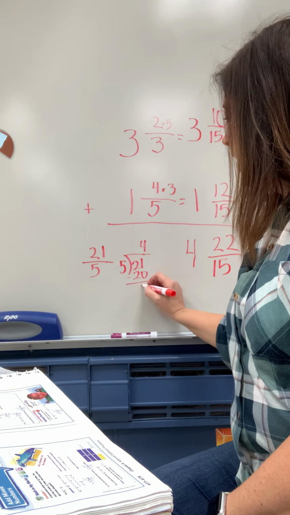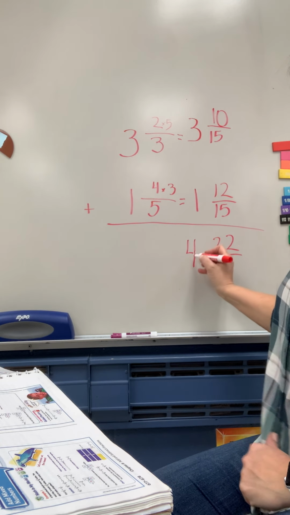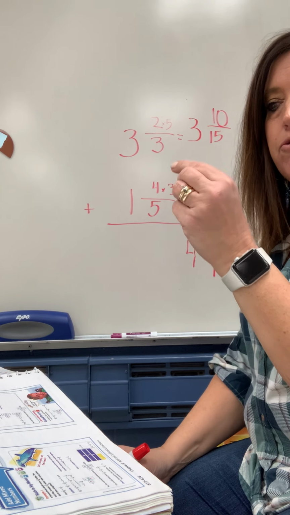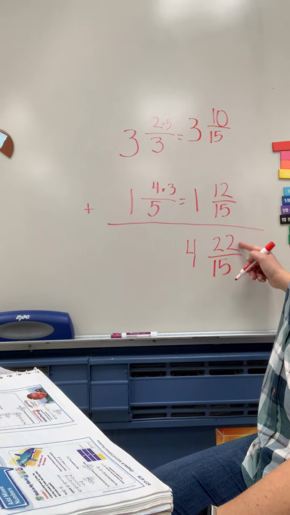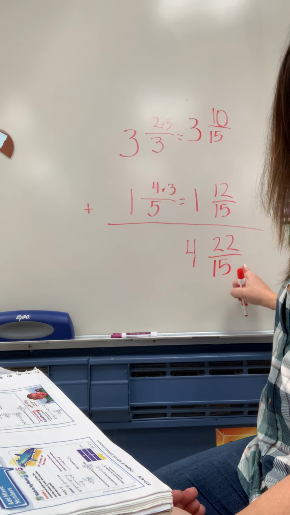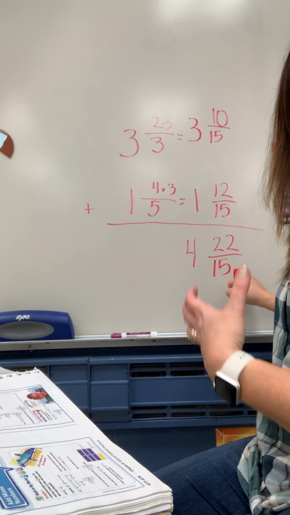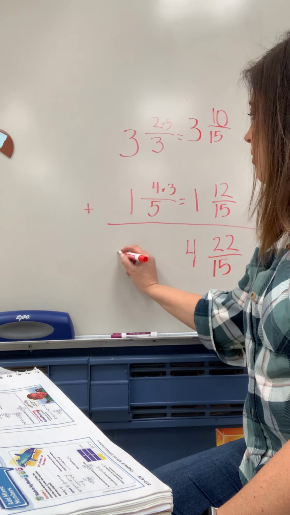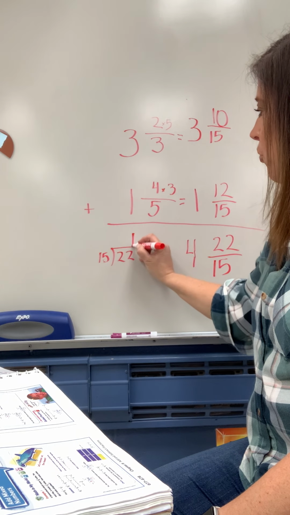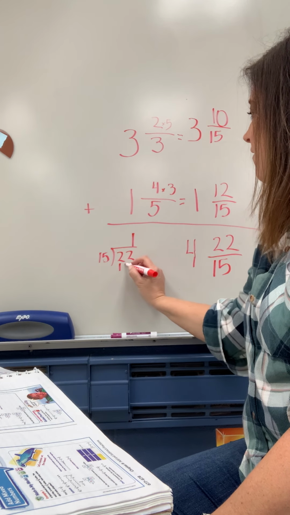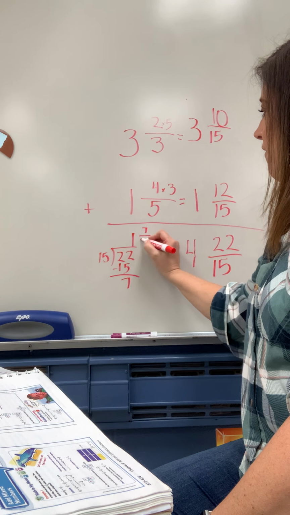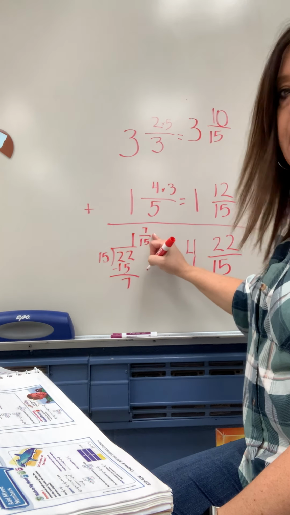But let's go back over here to our problem that we're dealing with. We ended up with 4 and 22/15. That means that our whole is divided up into 15ths, and I have 22 of them. Because I can see that I have a greater numerator than denominator, that tells me that I have at least one whole set here. So 22 divided by 15, 15 goes into 22 once. 1 times 15 is 15. When I subtract this, I get 7/15ths. So I have 1 and 7/15ths.